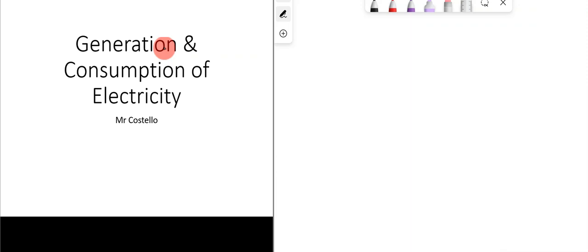So in this lesson, we are going to look at how electricity is generated and then our consumption of electricity as well. And looking at, from an ethical point of view, some of the considerations we need to take into account in relation to generating electricity and consuming electricity as well.